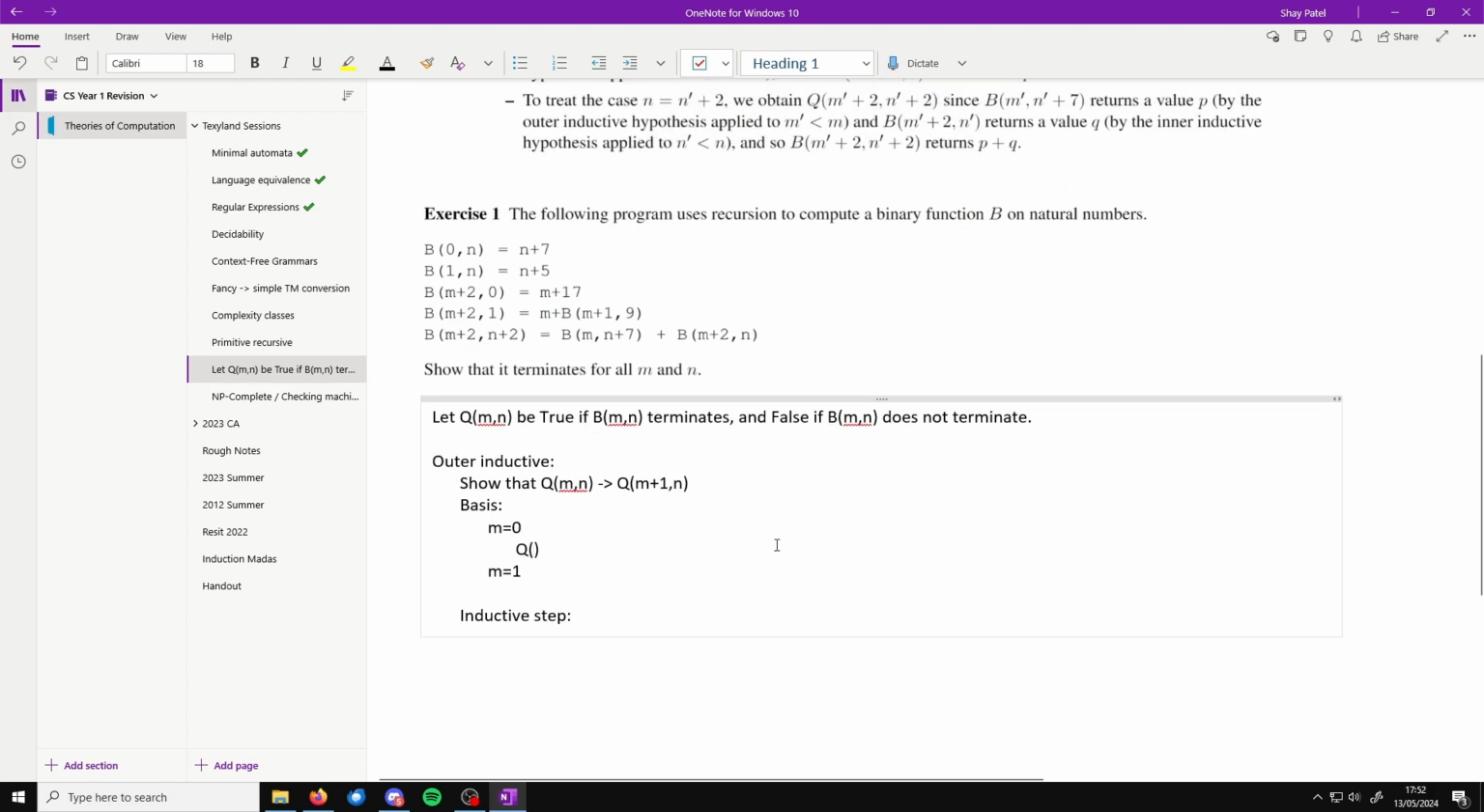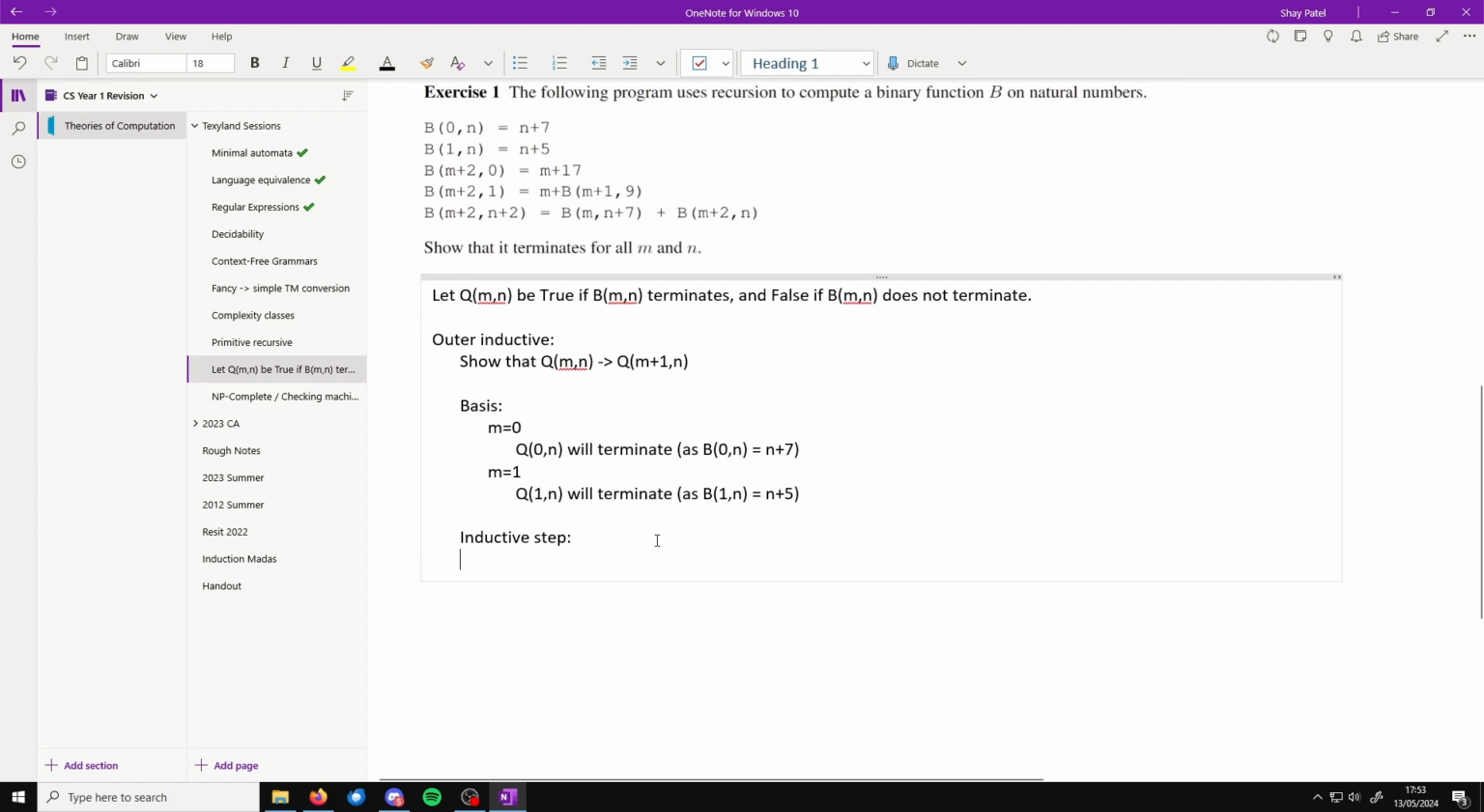For our basis for m, though, I'd probably say, if m is 0, then q of 0 n will terminate as b of 0 n equals n plus 7, and q of 1 n will terminate as b of 1 n equals n plus 5. Okay, so this is our basis. We've managed to do that. Okay. Inductive step.